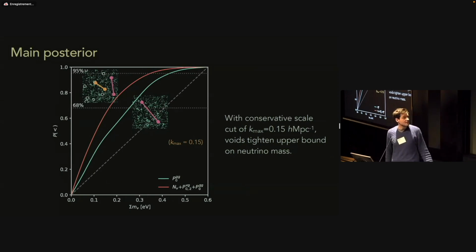What you see here is that the greenish line is from the galaxy auto power spectrum alone. When we add the information from the void statistics, we get the red line. So you see that with this scale cut of 0.15 h inverse megaparsec, the voids improve the constraint on neutrino mass.